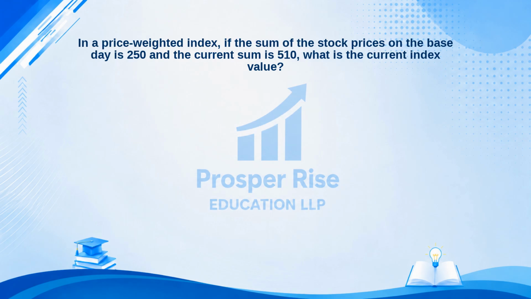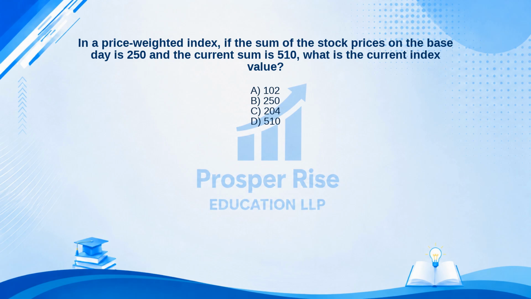In a price-weighted index, if the sum of the stock prices on the base day is 250 and the current sum is 510, what is the current index value? Here are your options. A. 102, B. 250, C. 204, or D. 510. Take a moment to pause the video and decide.